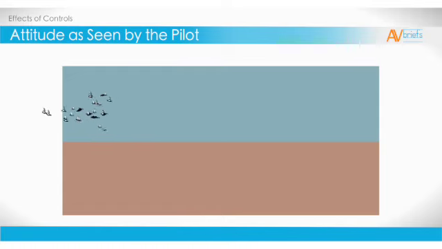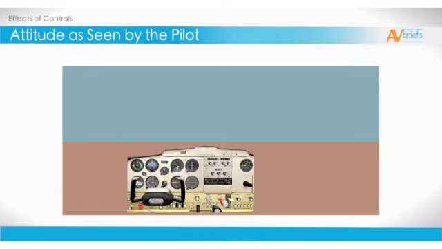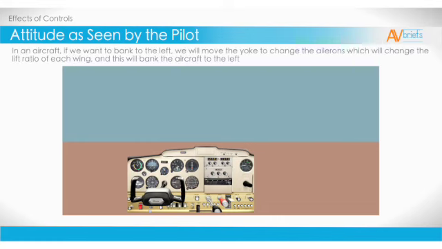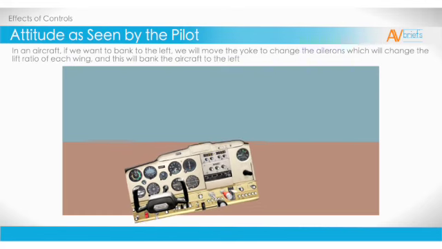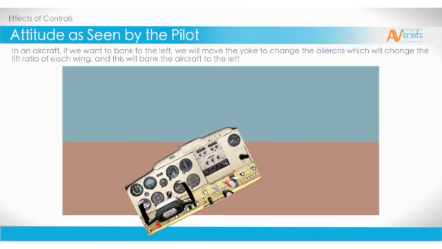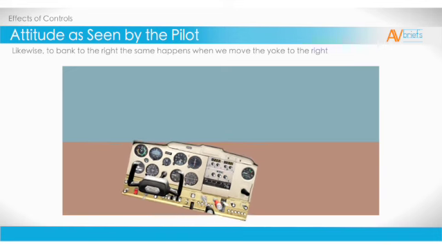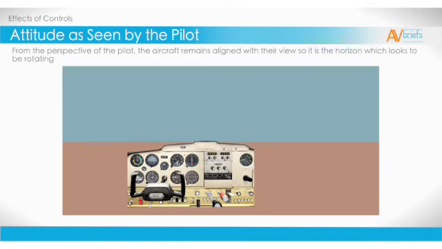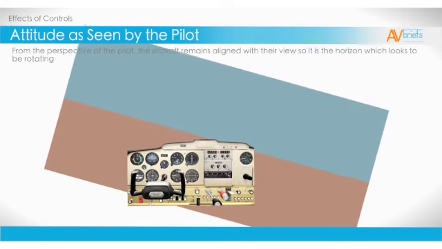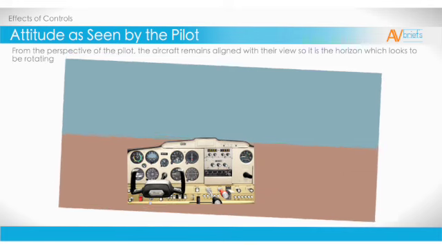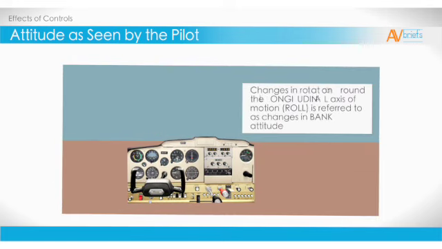Now that we know what attitude is referring to, we can look at how the airplane's attitude is seen by the pilot. To bank an airplane is to roll either wing lower than the other, which commences it turning in either direction. In an aircraft, if we want to bank to the left, we will move the yoke, which is the control column, to the left. This will change the ailerons, which will change the lift ratio of each wing, and this action will bank the aircraft to the left. Likewise, to bank to the right, the same happens when we move the yoke to the right. From the perspective of the pilot, the aircraft remains aligned with their view, so it is the horizon which looks to be rotating. Changes in rotation around the longitudinal axis of motion, which is called roll, is referred to as changes in the bank attitude.